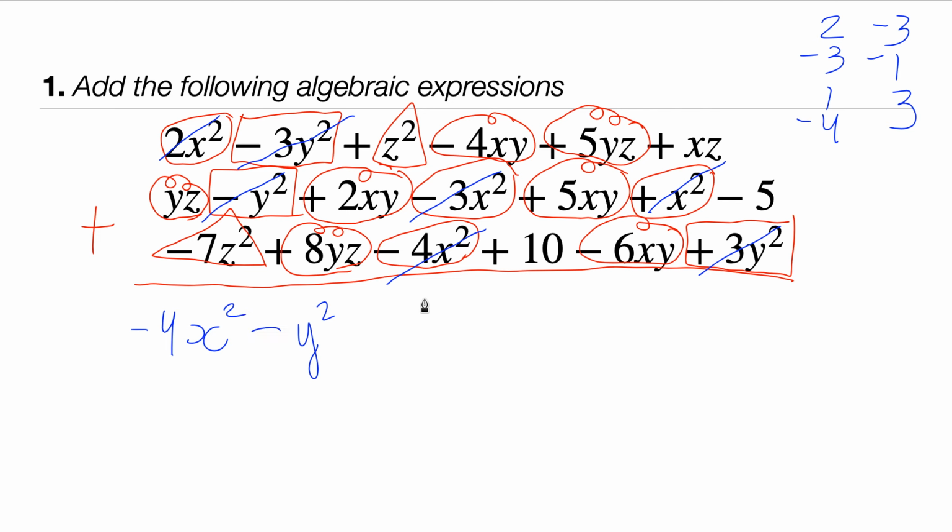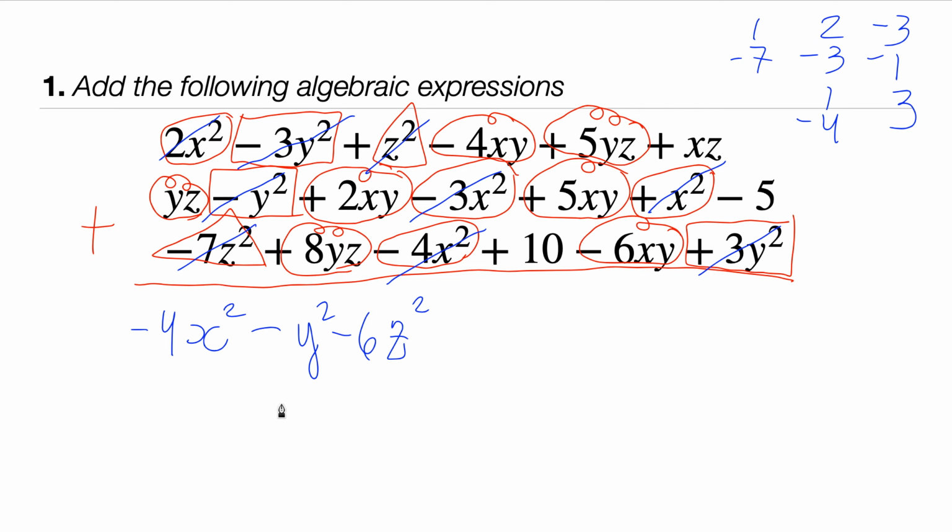Next up, we're going to write the z squared. The z squareds are inside triangles. We have 1 triangle, here we have -7. Where else? There are no more triangles. And the answer is 1 minus 7, which is -6, so -6z squared.